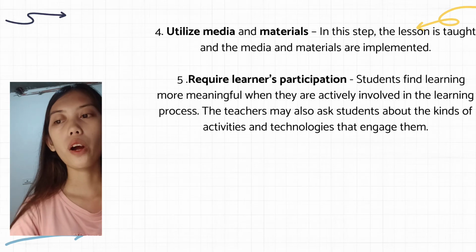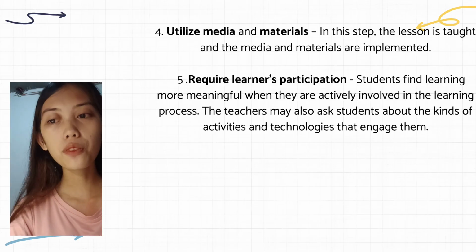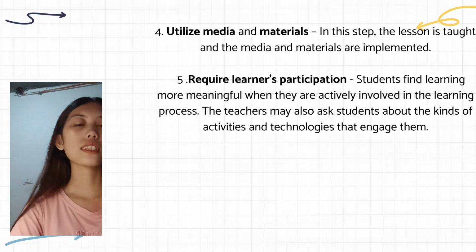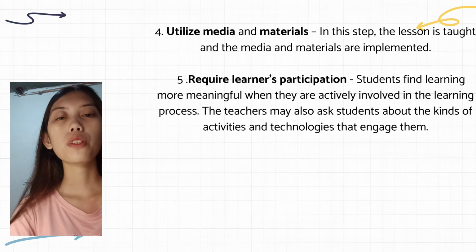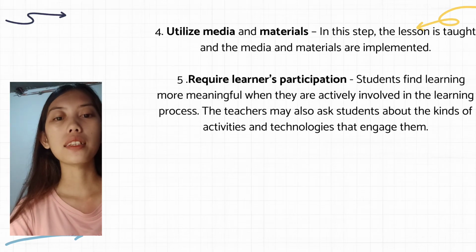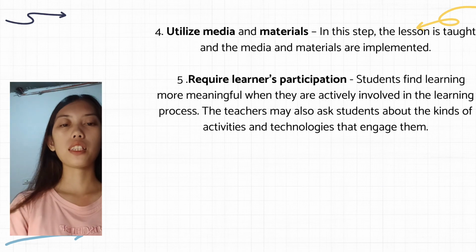The number 5 is require learners' participation. So students find learning more meaningful when they are actively involved in the learning process. The teachers may also ask students about the kinds of activities and technology to engage them. So very important is requiring learner participation. So we must find the lesson in engagement so that the students will not be bored.